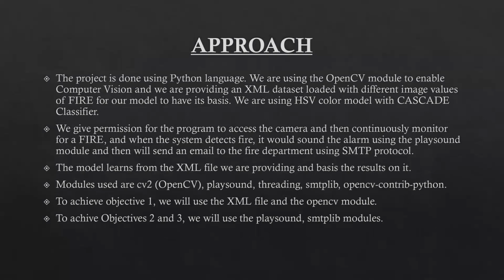And coming to the approach, the language used is Python, and we are using modules such as OpenCV to enable computer vision, and we are providing the XML dataset, and we are using the HSV color model with Cascade classifier. And right now we are giving the permission for the program to access the camera and monitor for the fire. And when the system detects the fire, it should sound the alarm using the play sound module, and email will be sent to the fire department using the SMTP. And then all the objectives will be fulfilled by now.